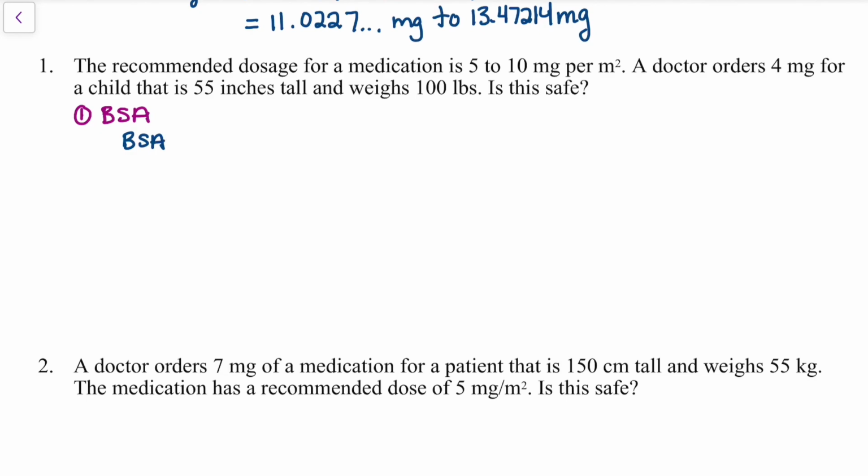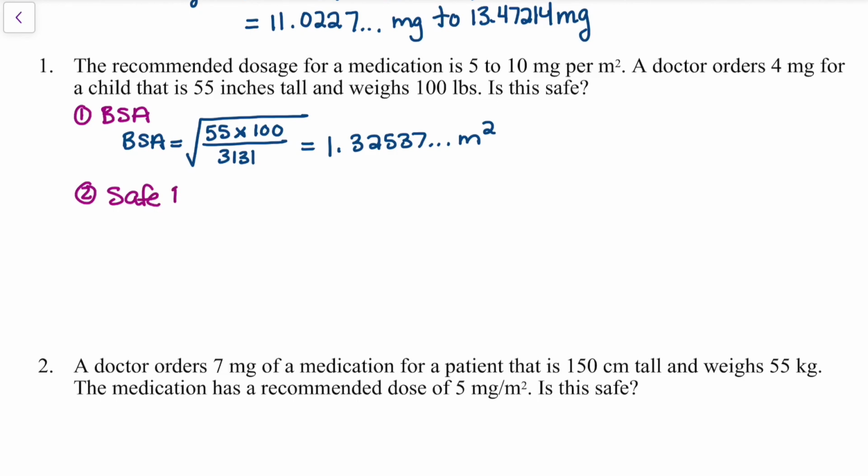So body surface area equals the square root of 55 times 100 over 3131, and I get 1.3253 so on meters squared. My next step is to look at the safe range. Now in this one, they give me a range, so my 10% doesn't apply. I look at the range they gave.